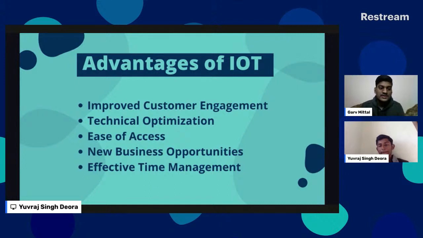Next is technical optimization. IoT has improved technology and made it more efficient. It has turned even an old dumb device into a smart one by making it able to transmit data over the internet, facilitating communication with people and other IoT enabled devices. Some examples of this are coffee machines, smart toys, smart microwaves, etc.